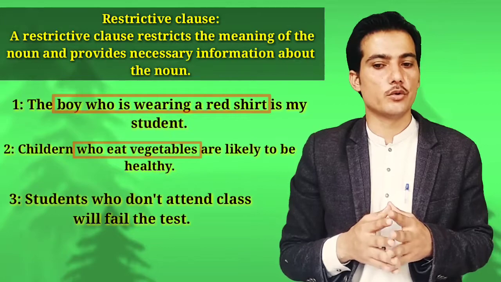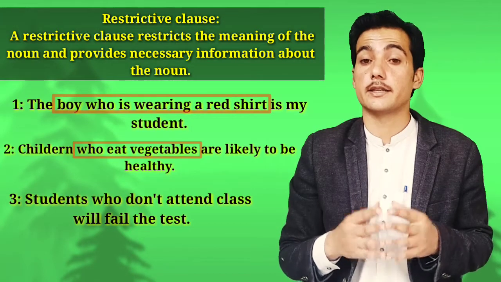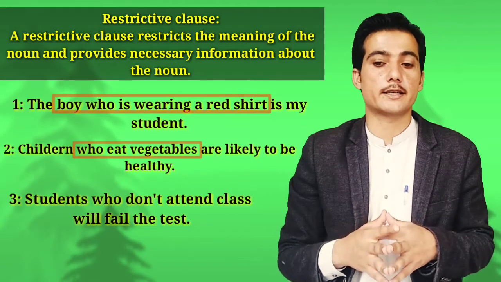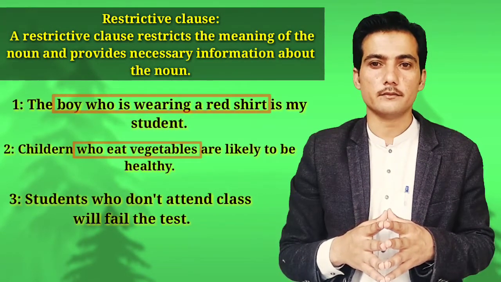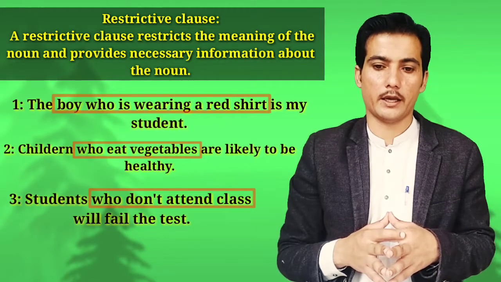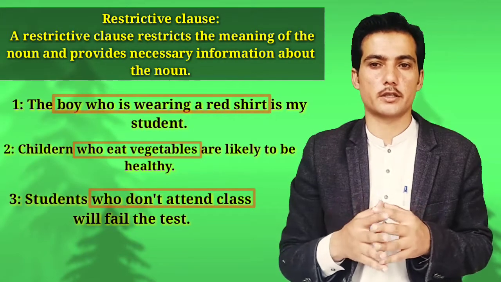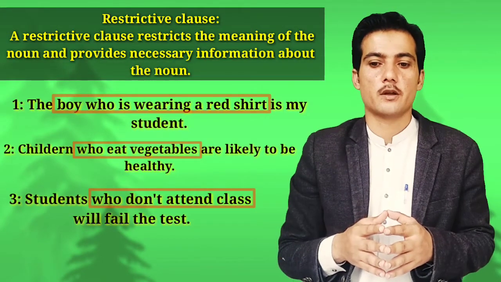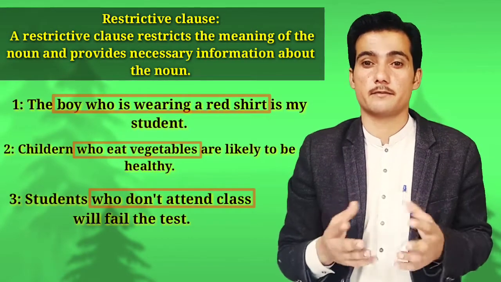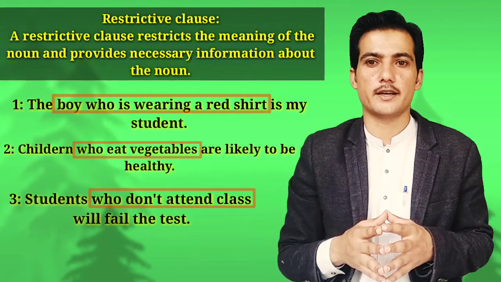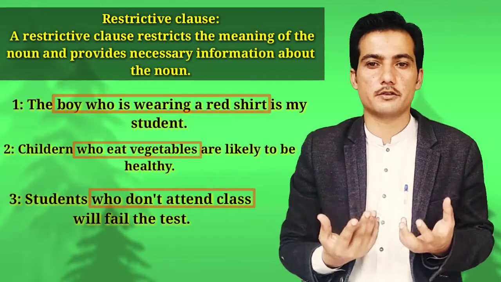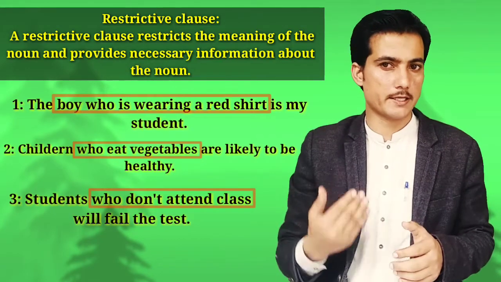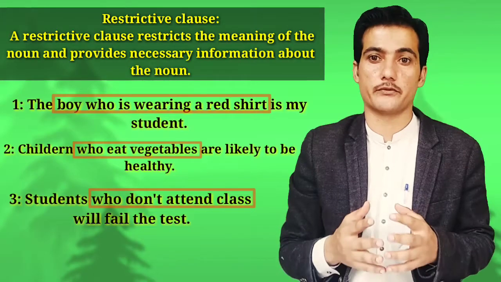Students who do not attend class will fail the test. So again, students who do not attend the class is an adjective clause, and it is restrictive because it gives us essential information. The students will fail the test. So you can see that it can create ambiguity in the mind. So that is why it is an adjective clause and it is restrictive in nature.